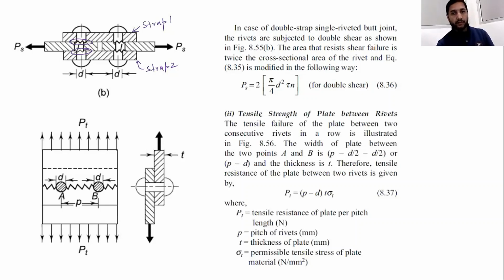Now let us discuss the second type of failure, or strength equation for tensile strength of the plate between the rivets. Now see, this figure shows two rivets A and B. Now we are going to find out the tensile strength of the plate between the rivets. So first of all, identify which type of force is acting on the plate. Tensile force is acting on the plate, and the plates are going to fail in tensile stress. So the failure will be tensile stress failure. So find out the value of the tensile stress, that is sigma t. Sigma t will be equal to pt, that is force, divided by area between the two rivets.